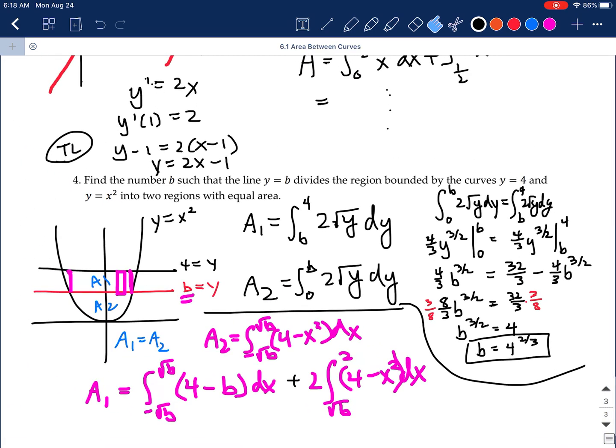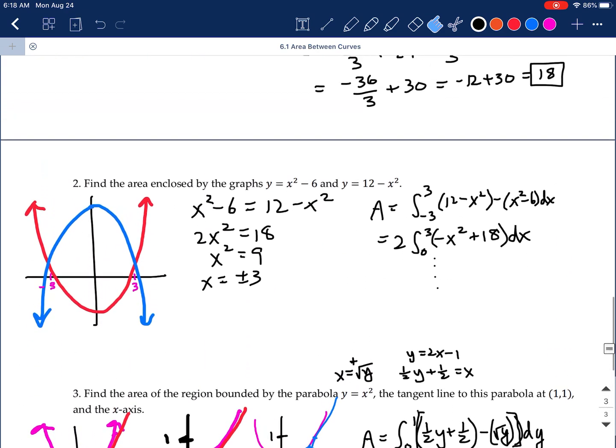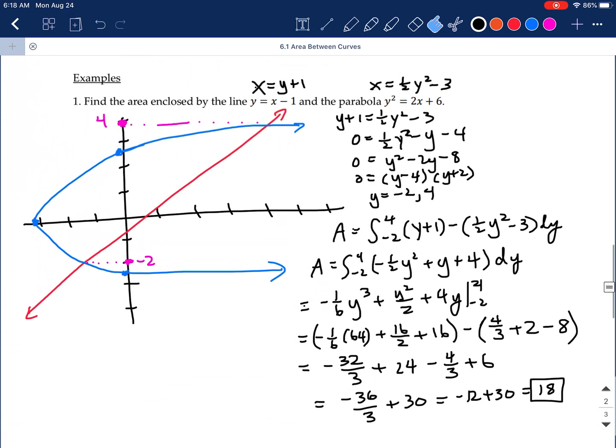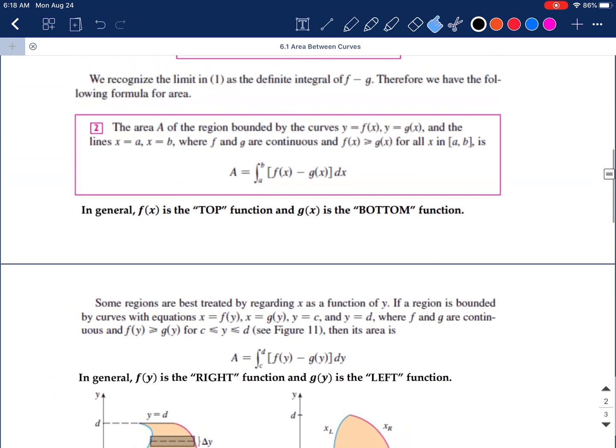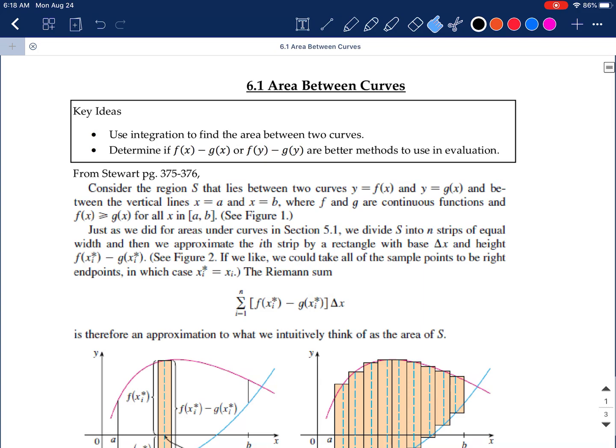All right, so this kind of covers the intro to area between curves. Again, you'll be doing examples in the homework as well to review. So if you have any questions, shoot me an email or come by the office hours. Until next time.